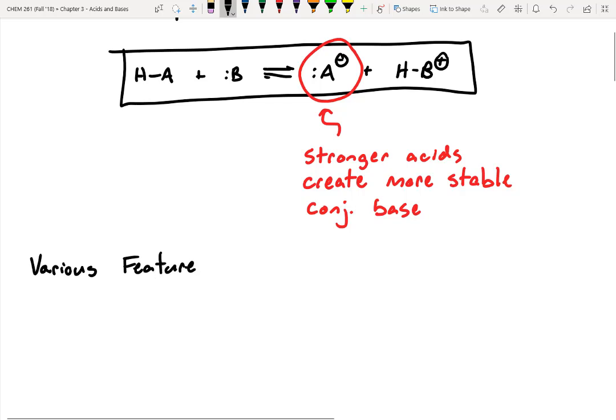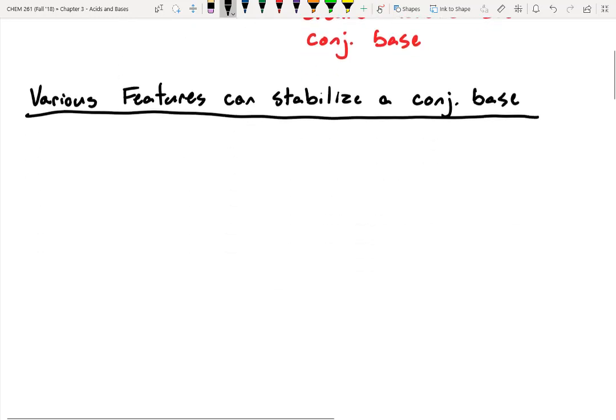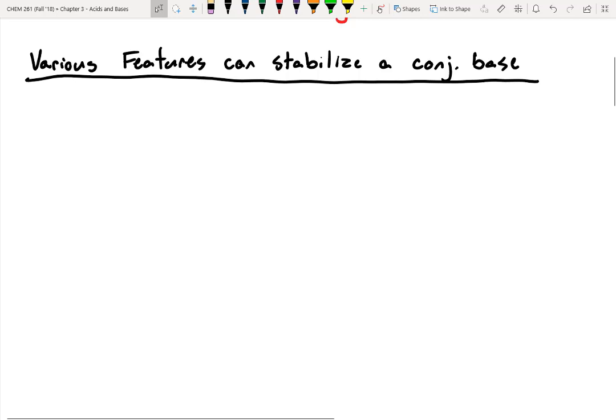So various features can stabilize a conjugate base. And you can use this when assessing two relative acids, just like we did on our problem of the day. All right, I've got a good mnemonic for you. It's called CARDIO. And the I actually comes after the D, so bear with me.